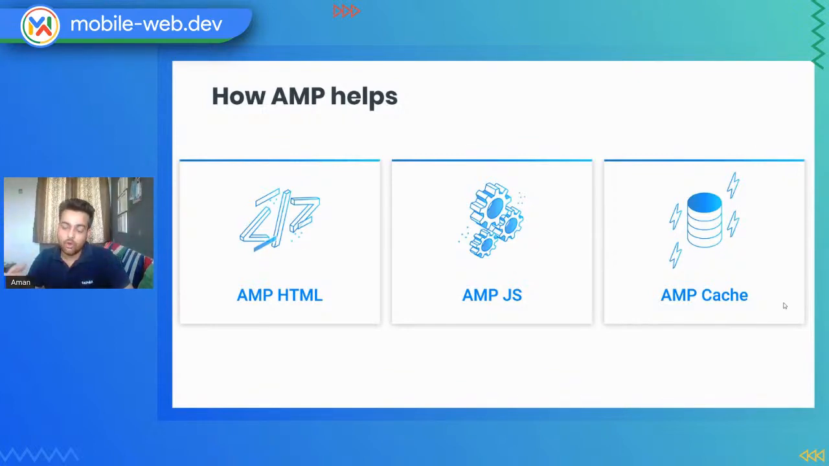that is, render blocking code during the loading of the page. And then you have AMP cache. If you have visited any recent AMP pages, you will see a bolt icon in the Google search results, and as soon as you click on it, it just opens instantly. So this is something that is provided by AMP cache.